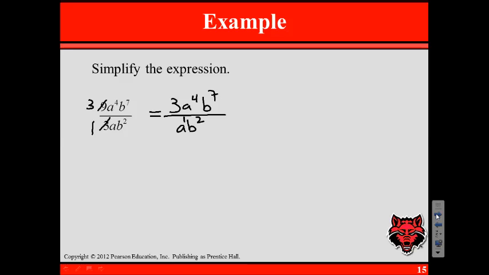Now using the quotient rule, we write 3, you can write a once, and take the numerator exponent minus the denominator exponent. We write b one time as well, numerator exponent minus denominator exponent. As we continue to simplify, this becomes 3a to the 3rd, b to the 5th.